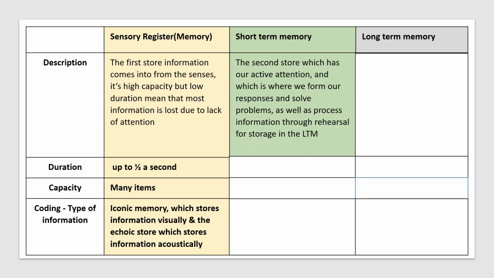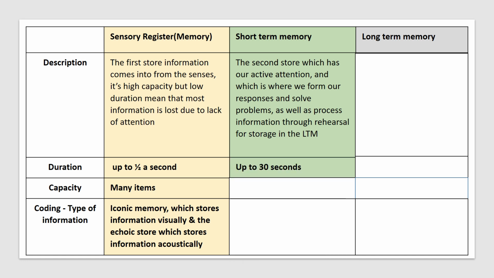Moving on to short-term memory. It's the second store, which has our active attention. That's important. That will be relevant later on when we look at the next theory and also talk about processing theories. So it's our active attention store, and is where we form our responses and solve problems. How do we do that? That'll be interesting. Does it tell us? Nope. Oh, that's a bit of an issue. As well as that, we process information through rehearsal for storage in long-term memory.